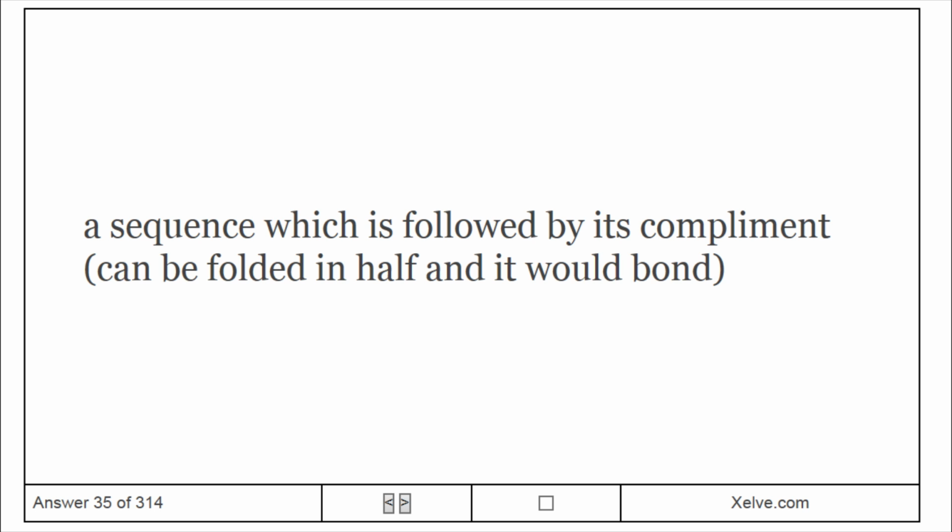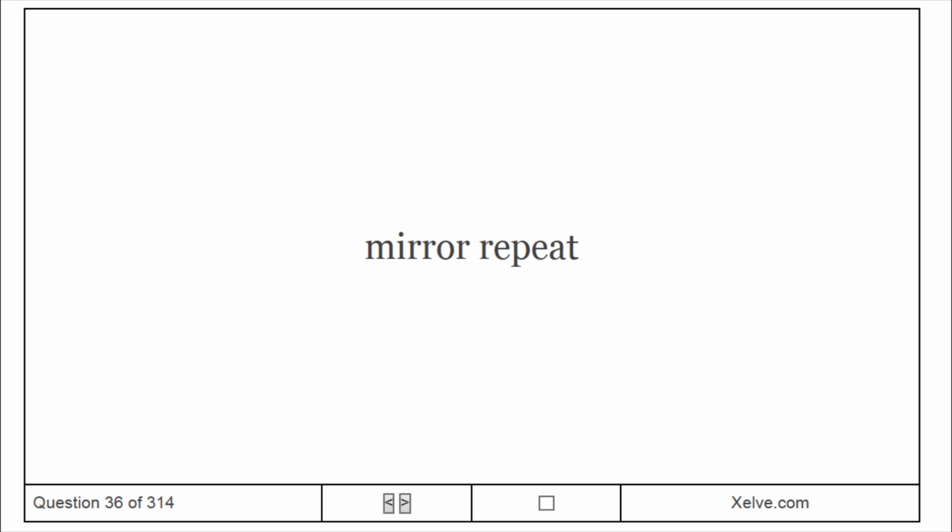Mirror repeat. Hairpin. Single strand. Cruciform. Double-stranded.